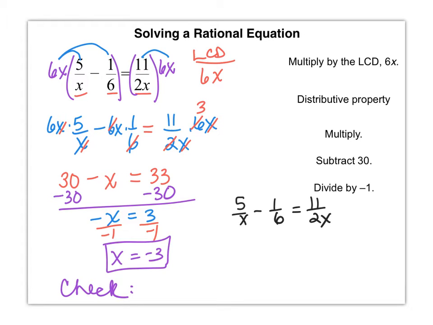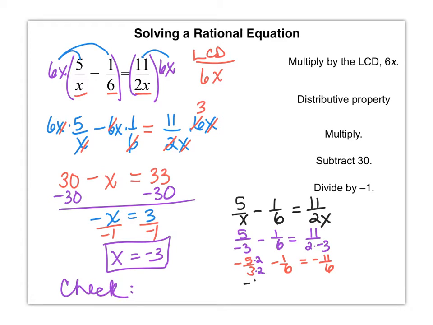So we get 5 divided by negative 3 minus 1 over 6 is equal to 11 over 2 times negative 3. By simplifying this, we get negative 5 over 3 minus 1 over 6 equals 11 divided by negative 6, or negative 11 over 6. To see if these two fractions will combine to give you negative 11 over 6, you want to get a common denominator. And the missing factor in the first is 2, so we can multiply the numerator and the denominator of the first fraction by 2.